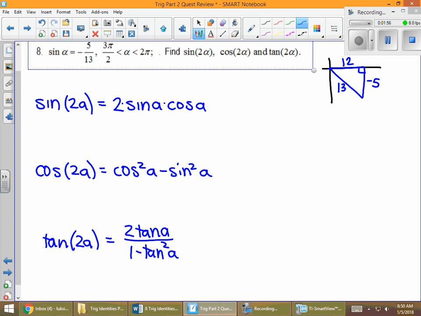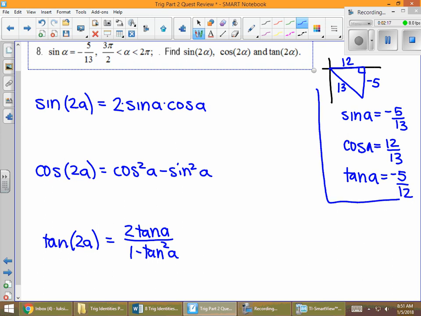So I'm going to write all my ratios off to the side here. Sine is negative 5 over 13. Cosine is 12 over 13. Tangent is negative 5 over 12. Now you're ready to roll. If you were stuck on how to start, go ahead and pause and see if you can plug into those equations now.